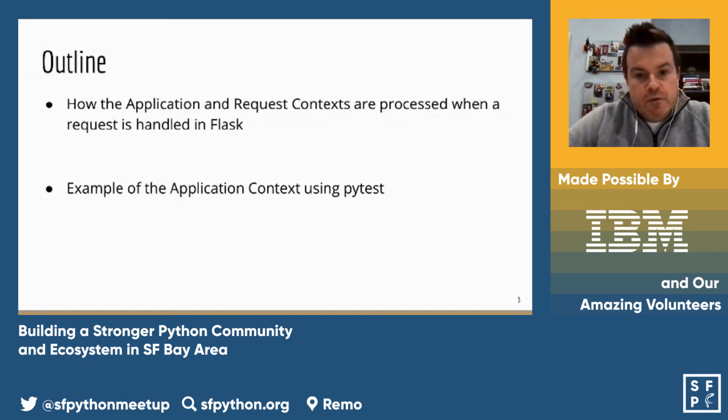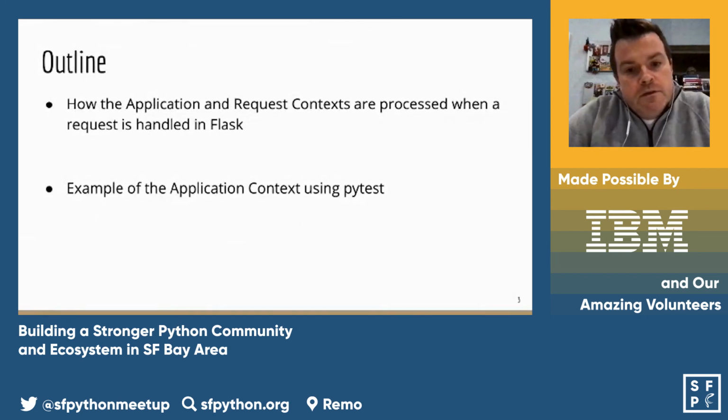This talk is broken up into two parts. The first one covers the concepts of the application and the request context and how they're handled when a request is received in Flask. And then in the second part, I'll show an example of a common error that occurs with the application context during testing. The example I'll be going through is using Pytest.